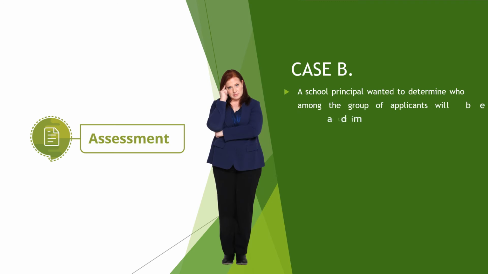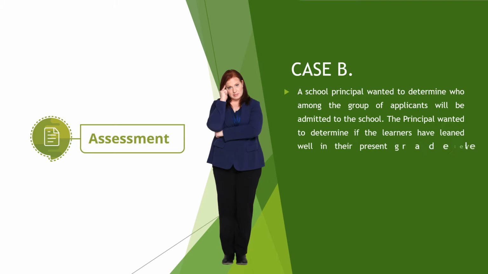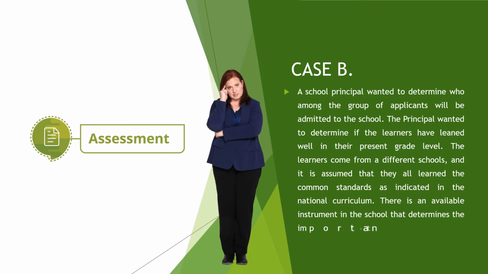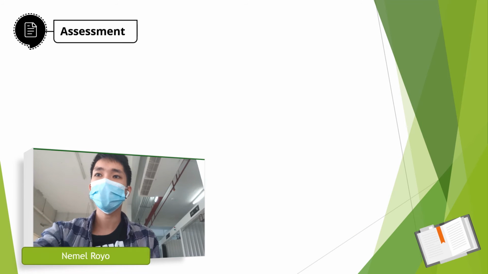Case B. A school principal wanted to determine who among the group of applicants will be admitted to the school. The principal wanted to determine if the learners have learned well in their present grade level. The learners come from different schools, and it is assumed that they all learn the common standards as indicated in the national curriculum. There is an available instrument in the school that determines the important learning competencies based on the national curriculum.